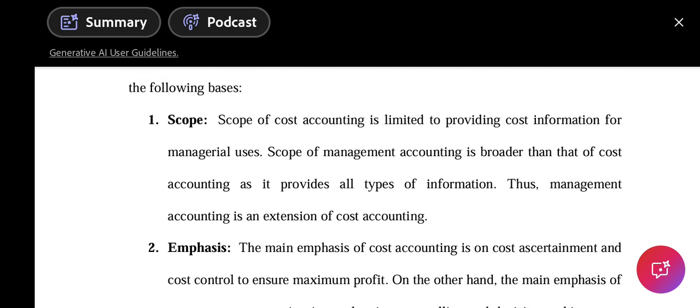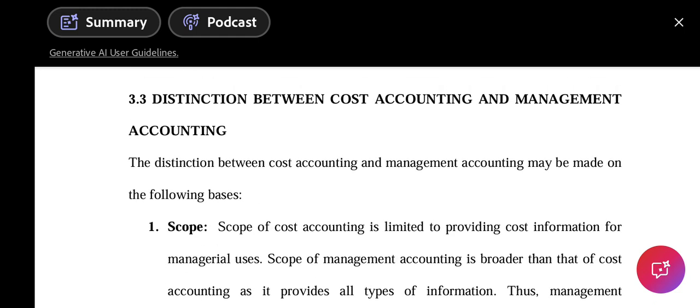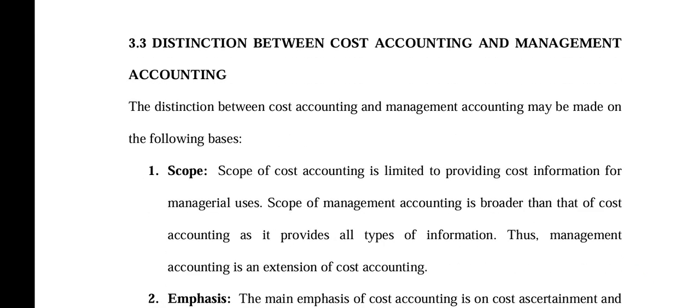Let's look at the scope. The scope of cost accounting is limited to providing cost information for managerial use. Do you understand? Just for management purposes. But the scope of management accounting is broader than that of cost accounting, as it provides all types of information. Thus, management accounting is an extension of what? Cost accounting.